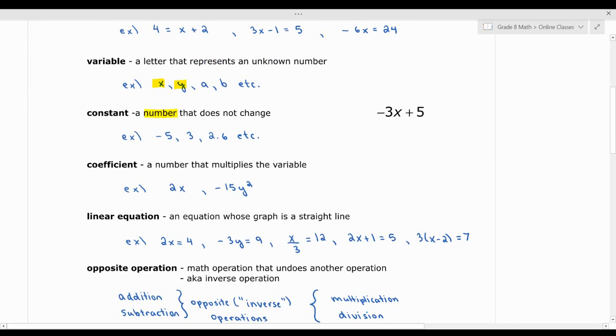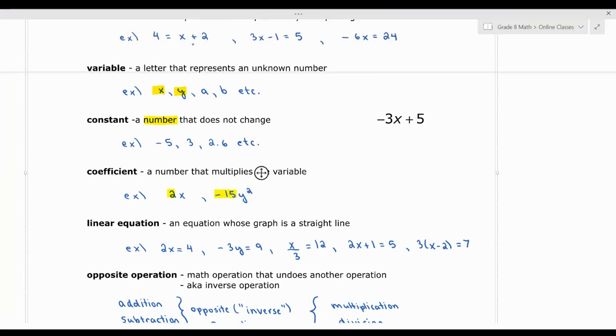Coefficient is a number that multiplies the variable. So you'll notice I have 2x. Well, this would be the coefficient. So it's the number that's being multiplied by the variable x. Second example, this -15, that's considered the coefficient. It's being multiplied by the variable y to the power of 2.